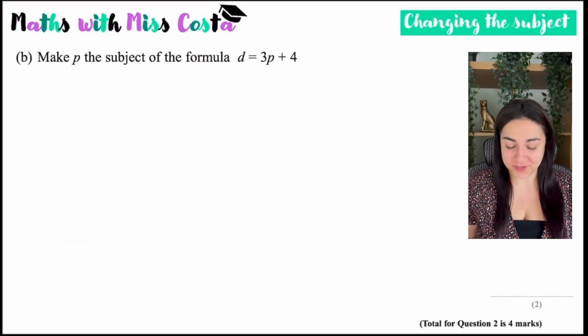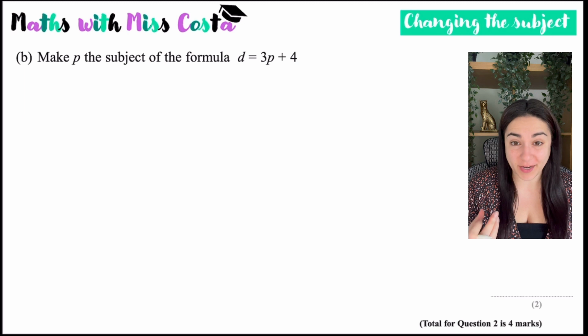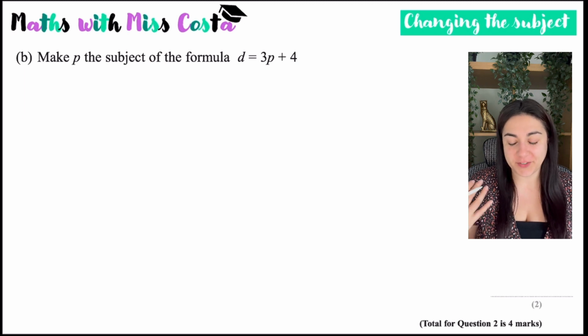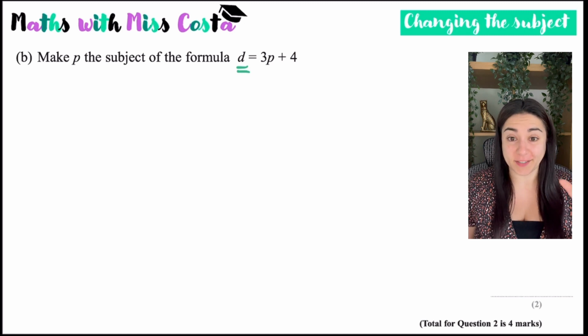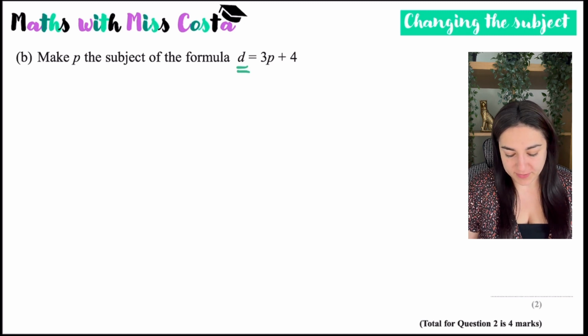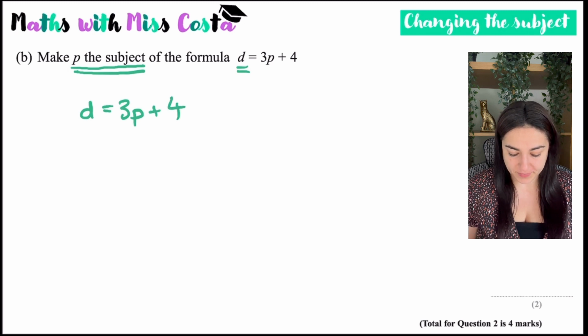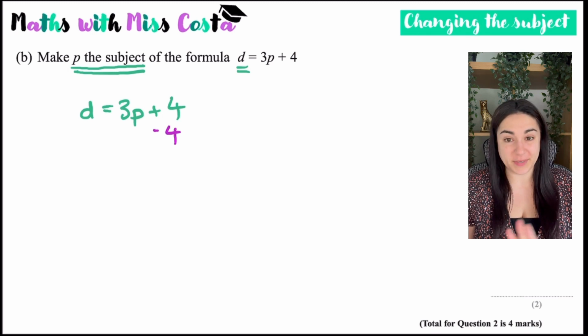And in the second part of the question, I'm being asked to rearrange the formula to change the subject. So at the moment, d is the subject of the formula. The subject is the variable that is on its own on one side, and I want to make p the subject of the formula. So I'm going to move everything from one side to the other until I am just left with p. So the first thing I'm going to do is subtract 4, because when you're changing something to the subject, you leave the variable that you want until the very end.